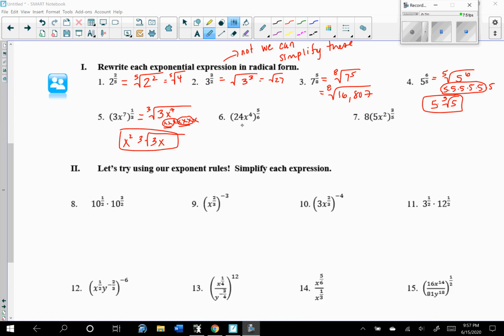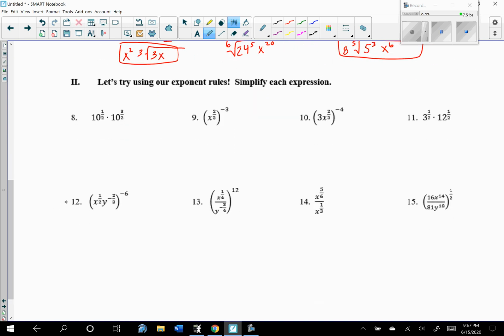Looking at this next one, we have the 6th root of 2 to the 4th power, x to the 5 times 4 is 20. And again, we can simplify this, but I'm just going to leave my answer like this for right now. And for this one over here, that 8 is not to the 3/5 power, so that stays on the outside of the radical. And this would be the 5th root of 5 to the 3rd, x to the 2 times 3, which is 6. And again, we can simplify this, but I'm going to go ahead and leave my answer like this for right now.